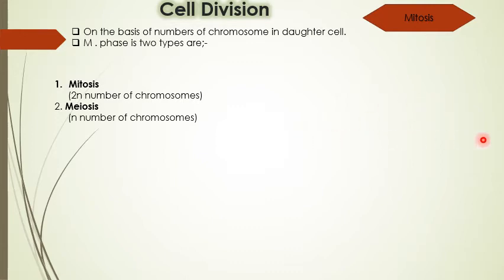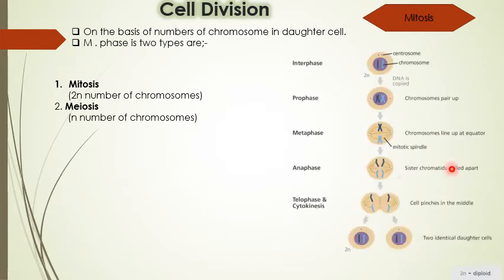Metaphase: the chromosomes line up at the equator position, and they form the meiotic spindle. Anaphase: the sister chromatids are pulled apart. Then telophase and cytokinesis, in which the cell is divided into two, dividing in the middle and making two identical daughter cells. They are diploid in nature. This process is continuous.